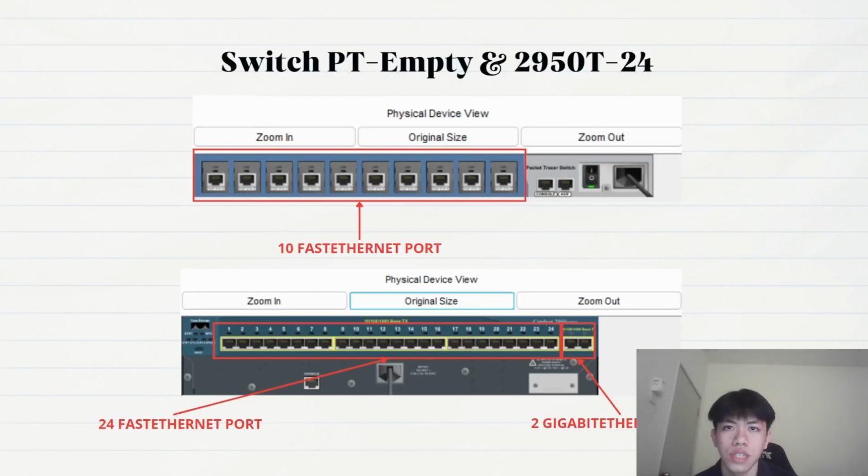And here is our PTMT switch and our 2950T24 switch. For our PTMT switch, there are 10 fast Ethernet ports, and for our 2950T24 switch, there are 24 fast Ethernet ports and 2 Gigabit Ethernet ports.